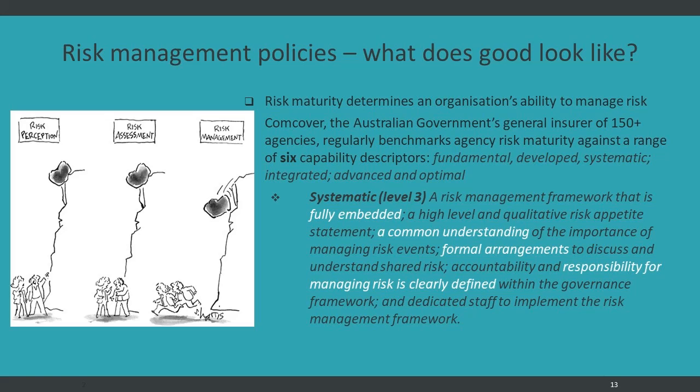Well, a useful government benchmark is the 6 levels of risk maturity used by the Australian Government's fund manager ComCover when it annually surveys over 150 APS entities. The 6 capability levels, as set out there, are fundamental, developed, systematic, integrated, advanced and optimal. I have only referred to level 3, systematic, to give you an idea of just how much work is required to be classified as at the systematic level.